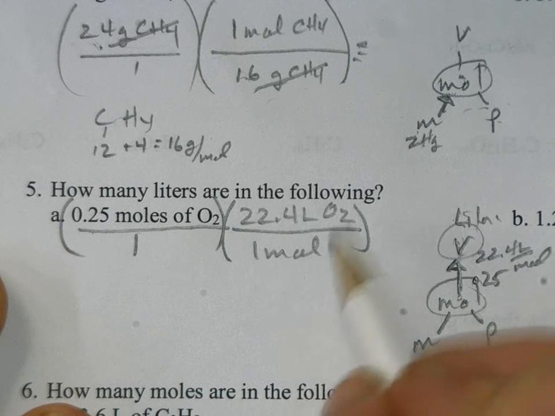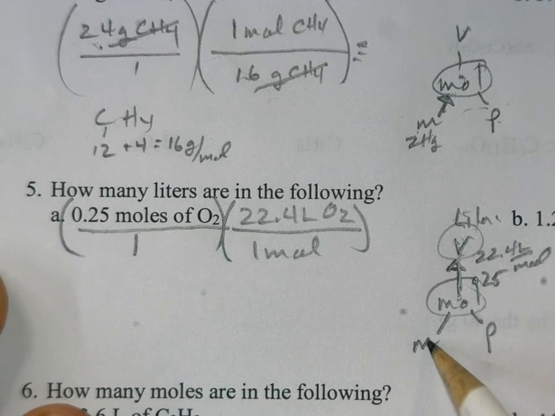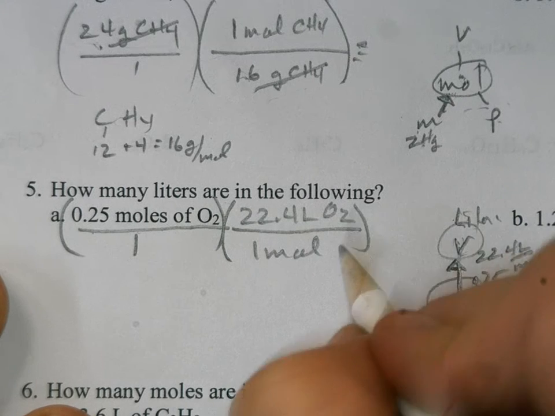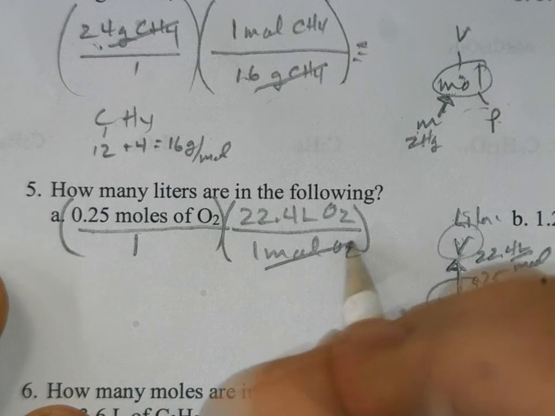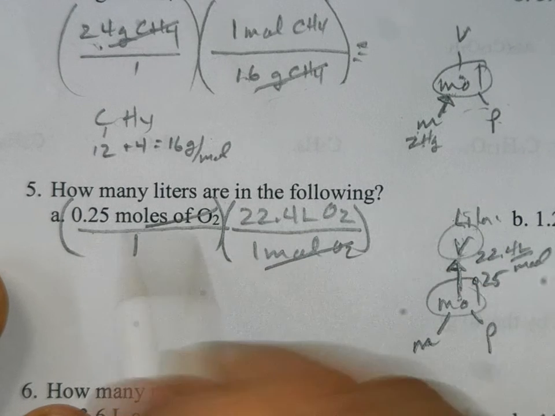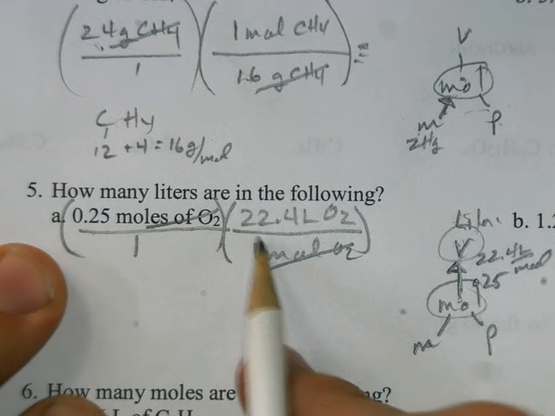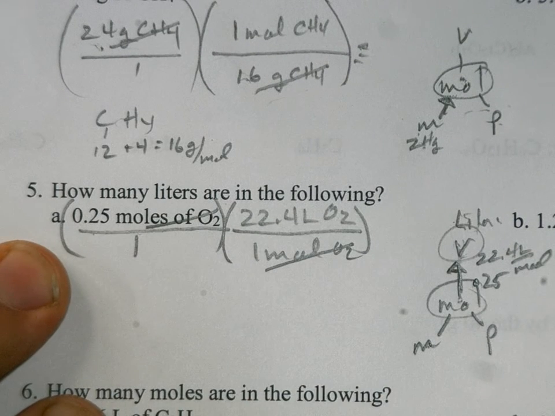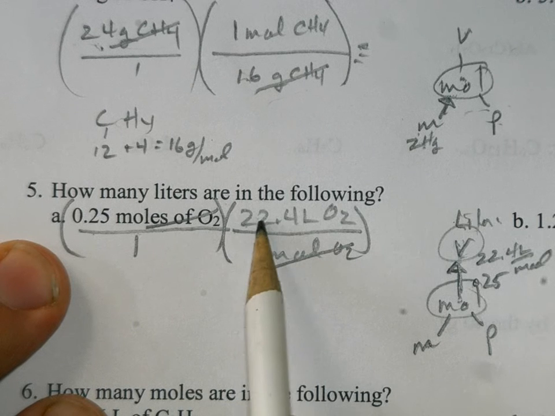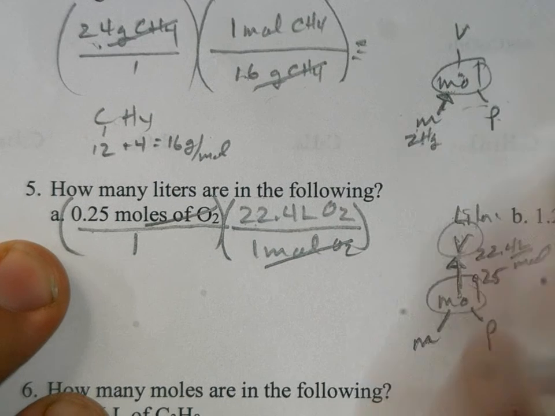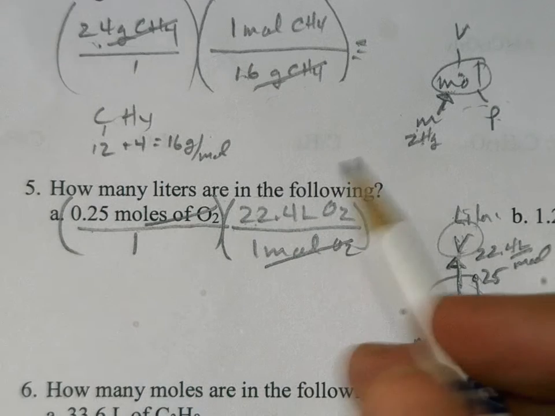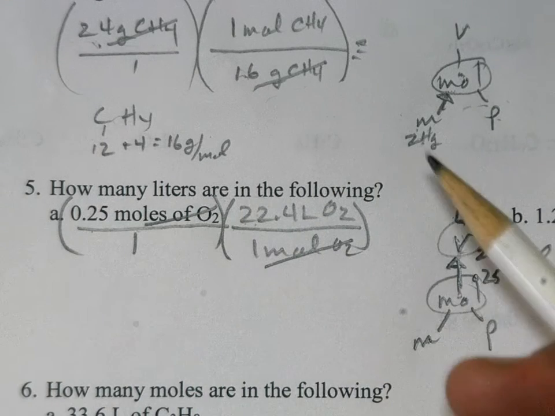You don't have to worry about how heavy it is because we're not coming down here to mass, which would be grams. We just need to know that every mole of oxygen gas would be that. So now it's going to be 22.4 times 0.25. Well, half of this would be 11. Half of 11, the answer is probably going to be around 5.6 or something. So there you go.